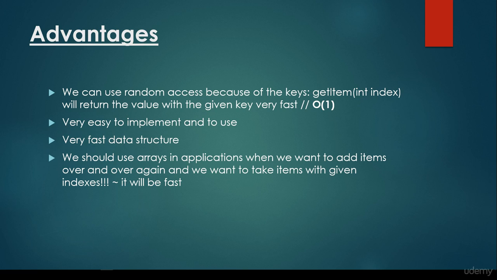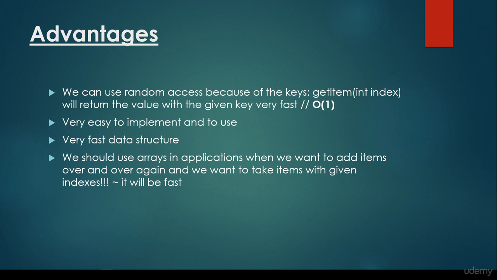Okay, so what are the advantages of arrays? We can use random access because of the keys. So we will see the getItem method or something like this. It can have the name get or whatever. What's important is that we have to specify an index or a key, and it will return the value with the given key very fast, in constant time complexity. This is the so-called random access, that we don't have to search for a given item.